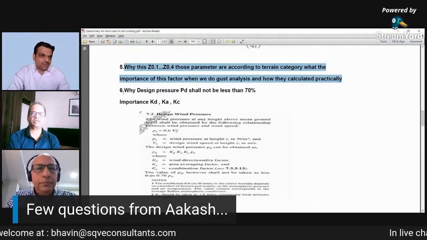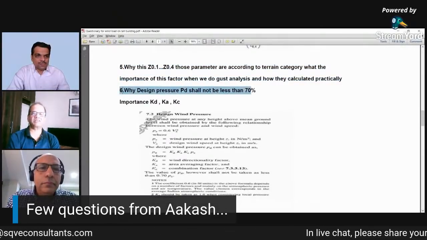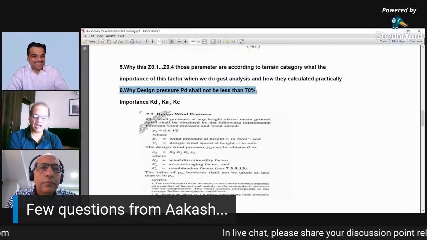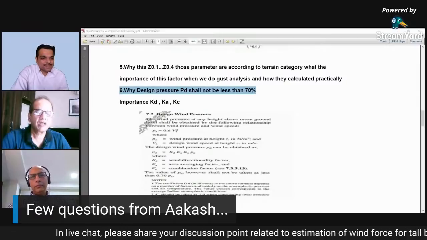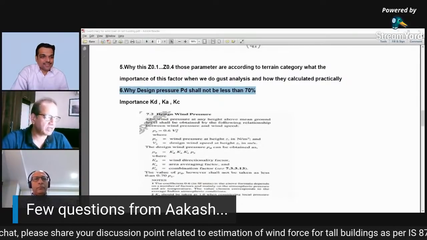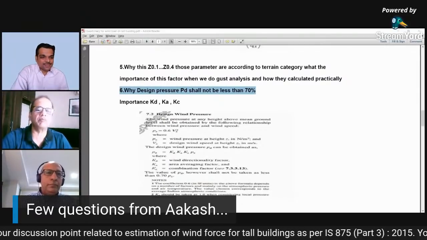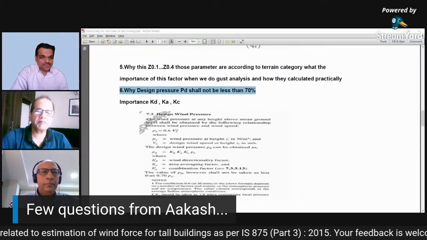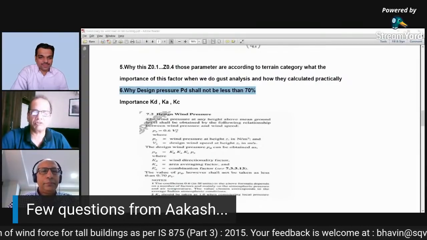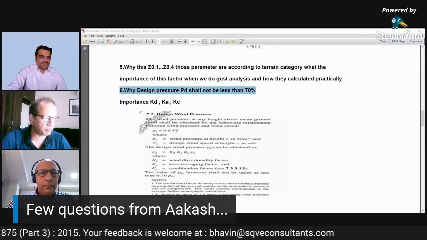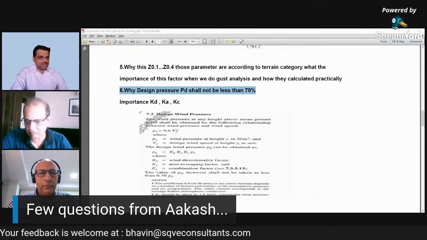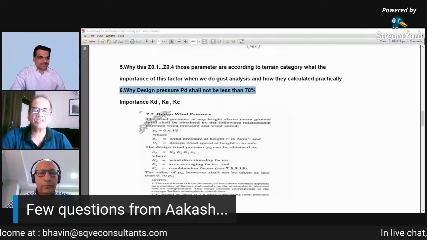Why design pressure PD shall not be less than 70%? Akash, basically, some of these kinds of riders are a discussion outcome of the code committees. In a code formation committee, there are several people from several streams and several parts of the country, and each one has an opinion.